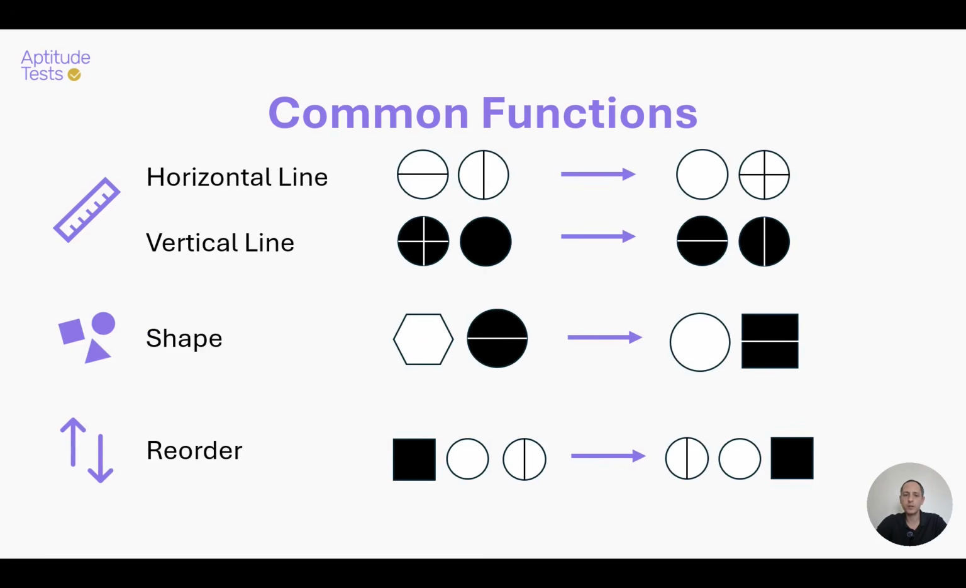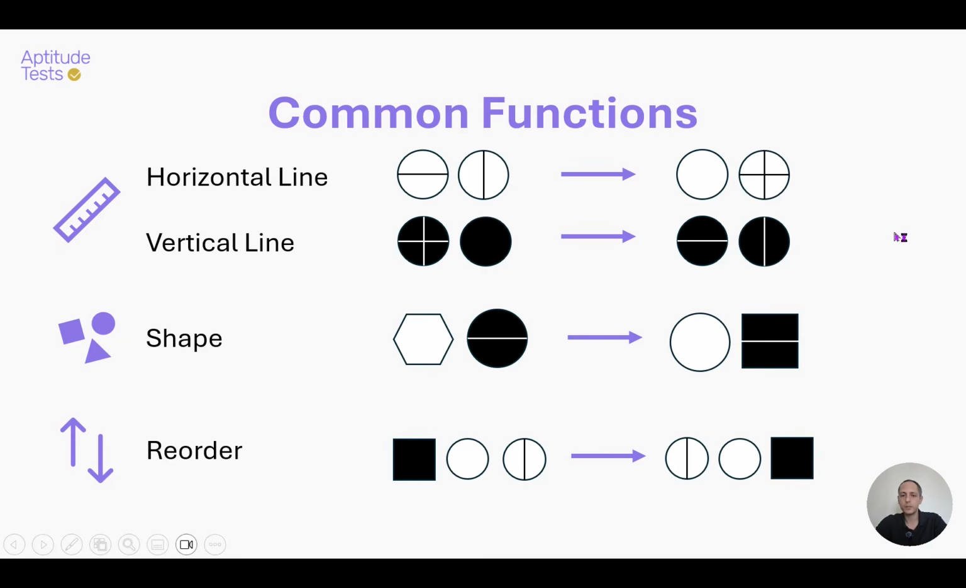First we have the horizontal and vertical line. This is basically changing the state of the horizontal or vertical lines in the shape. If I have a horizontal line, I remove it. If I don't have one, I add it.